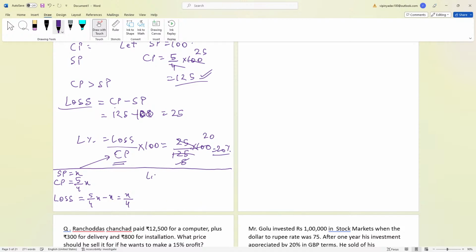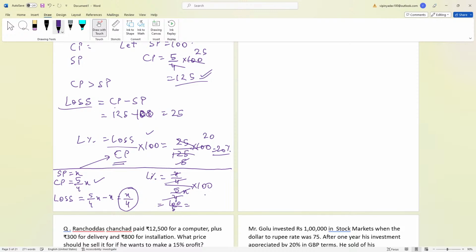Now, loss percentage, just now we have seen the formula as well. So let us apply it directly. This loss, X by 4, divided by cost price, that is 5 by 4 X, multiplied by 100. Now, 4 gets cancelled over here. X also gets cancelled. So it will be 100 upon 5 that we are getting over here.